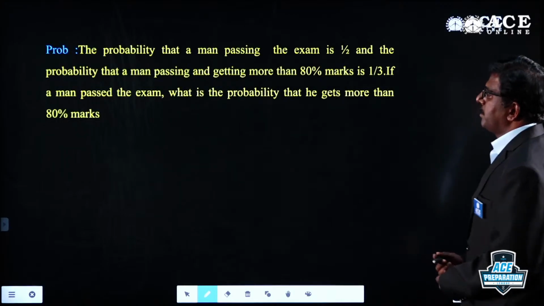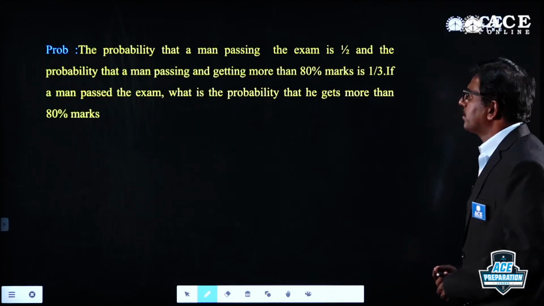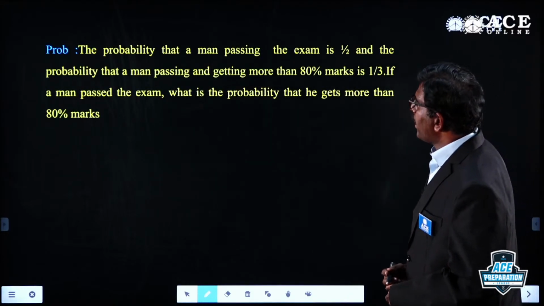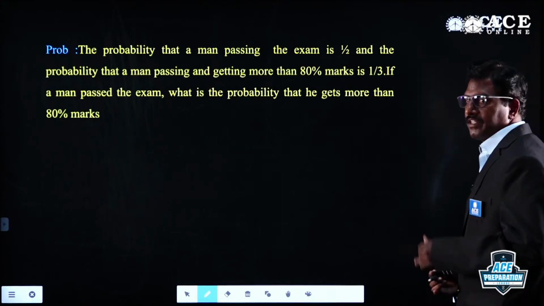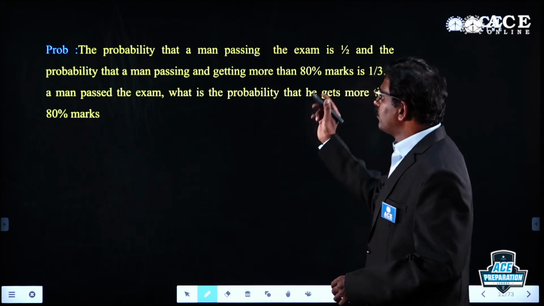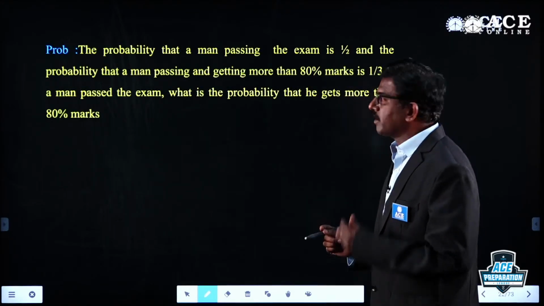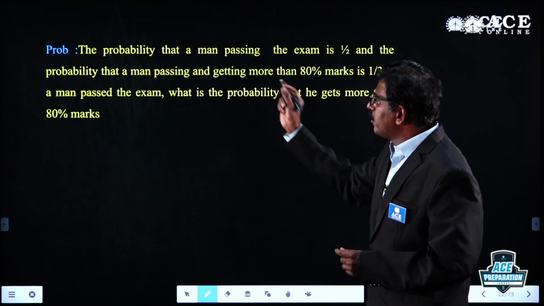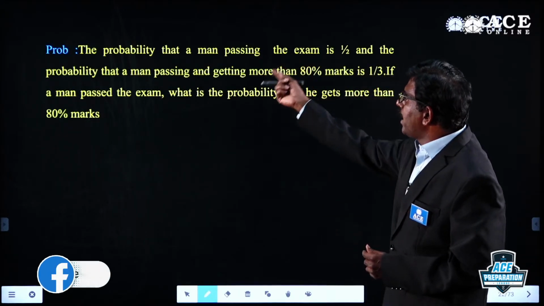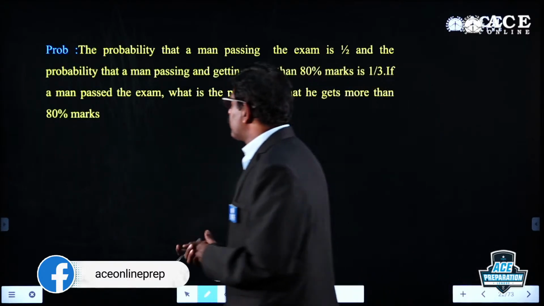Now coming to the next problem. The probability that a man passing an examination is 1 by 2. Probability that a man passing and getting more than 80% of marks is 1 by 3. You see this. Don't confuse here. Okay, this problem is related to conditional probability. Immediately, whenever the problem is given like this, to avoid confusion, I will symbolize these two events.